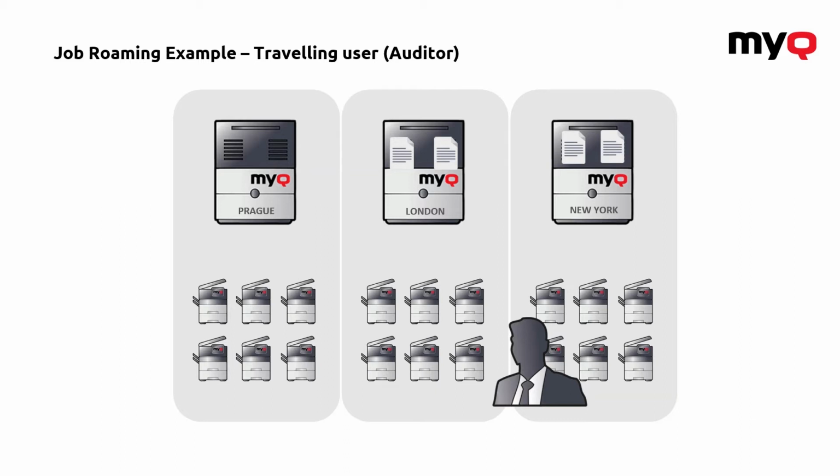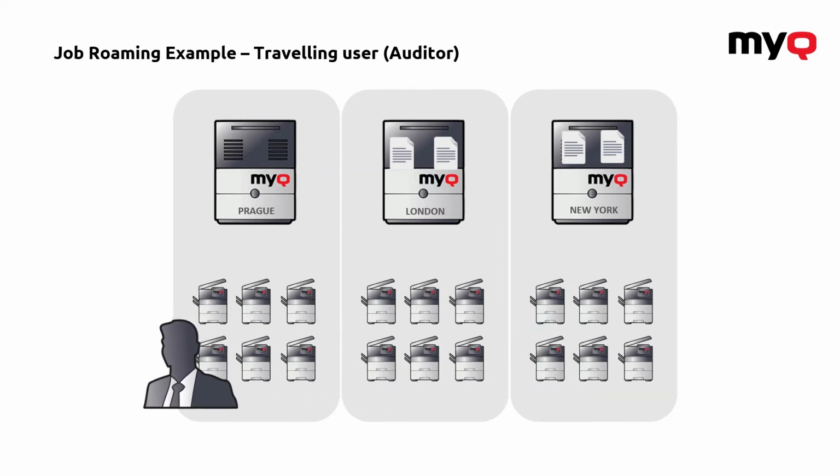Instead of that, he can just fly, connect to the local server, and download all the jobs waiting on other sites and print them locally. So he now has everything he needed in his hand and can just present it to the management board. So this was an example.